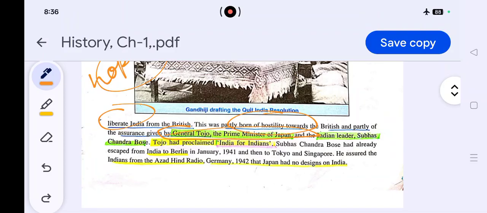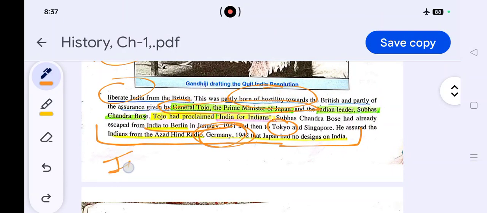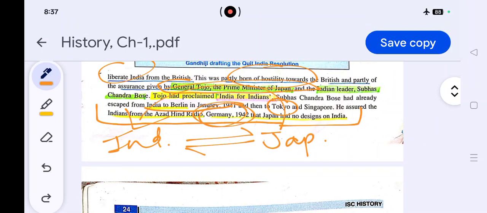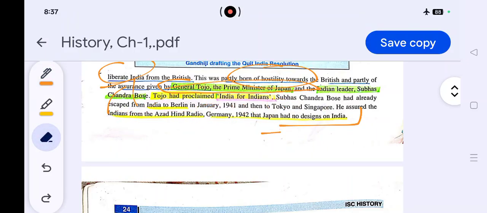Subhash Chandra Bose had already escaped from India to Berlin in 1941 and then to Tokyo and Singapore. He assured the Indians from the Azad Hind Radio, Germany, in 1942, that Japan had no designs on India. I have already explained earlier that India and Japan did not have any issue between themselves. There was no reason for Japan to attack India. The only reason Japan could attack India was because India was under British rule. Otherwise, there was no reason. As a result, Subhash Chandra Bose from the Azad Hind Radio let the Indians know not to worry, Japan is not going to attack you.